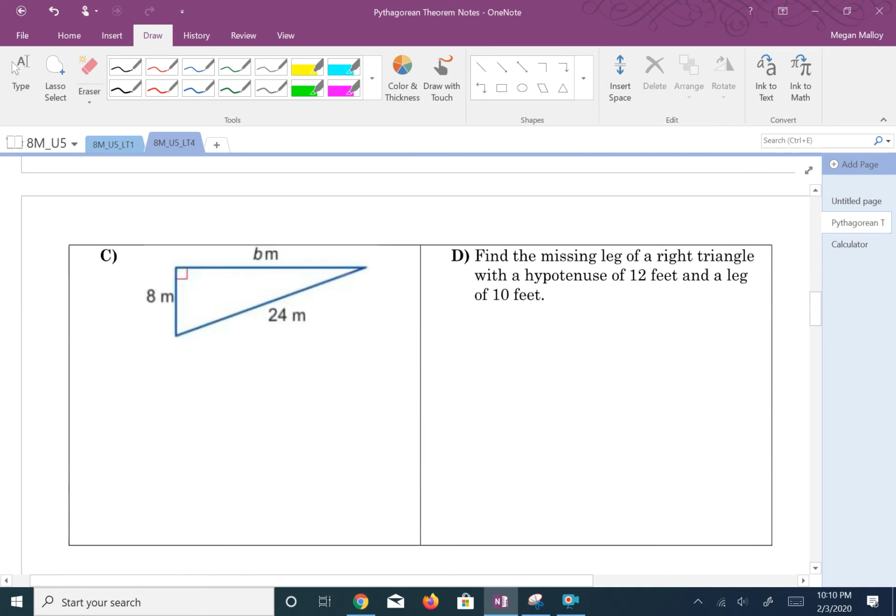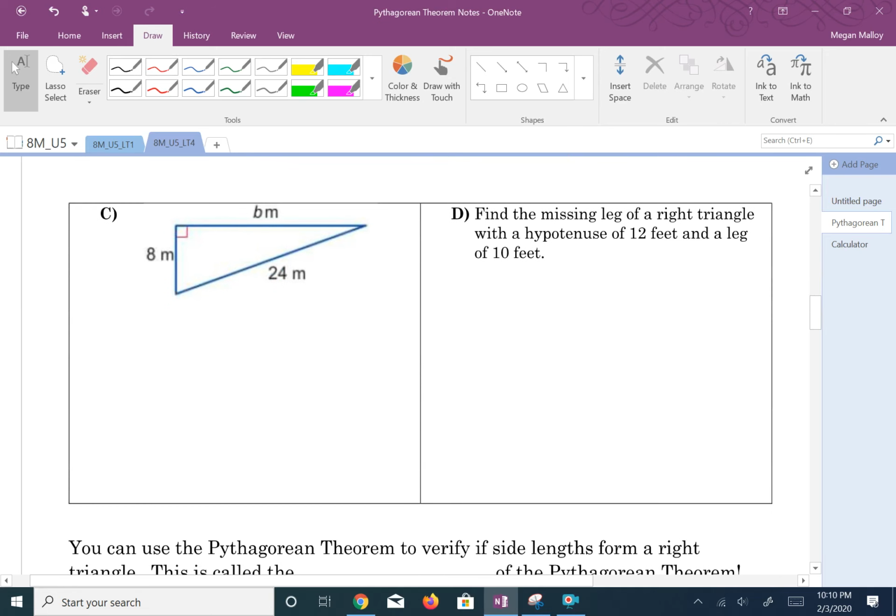So if we look at example 1c, notice here we are given the hypotenuse and we are in search for one of the legs. So I'm going to use my same formula, a squared plus b squared equals c squared. However, when I substitute my values in, I need to make sure that I substitute them into the correct locations. So a and b are legs.